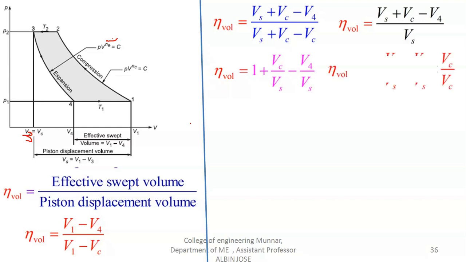Now we can do some rearrangement. In the equation 1 plus Vc by Vs minus V4 by Vs, multiply and divide the last term by Vc. Then we get the term Vc by Vs in the last term also. Here we define a term called the clearance ratio. What is the clearance ratio? The clearance ratio is the ratio of clearance volume to the swept volume.